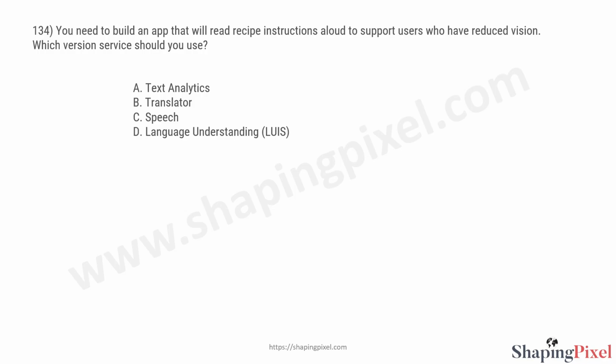Question number 134. You need to build an app that will read receipt instructions aloud to support users who have reduced vision. Which service should you use? And we have the following four options: text analytics, translator, speech, language understanding. So the right option here is option C, speech.